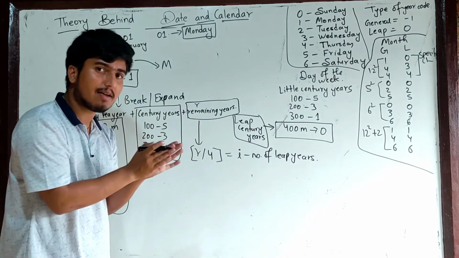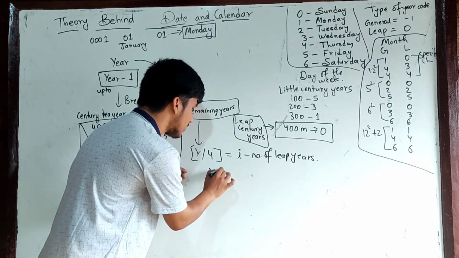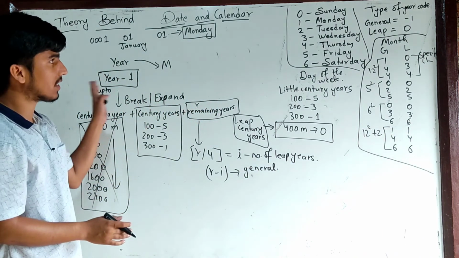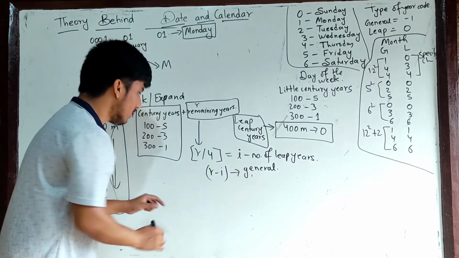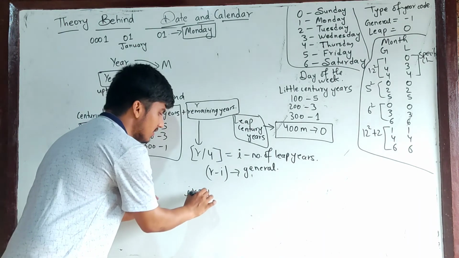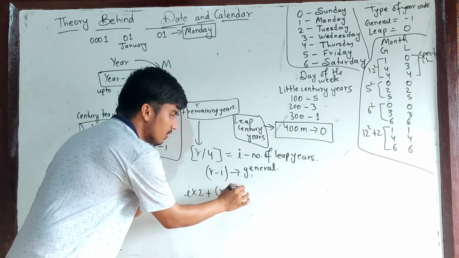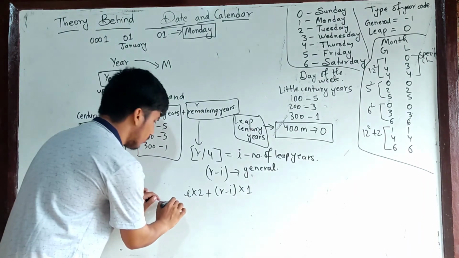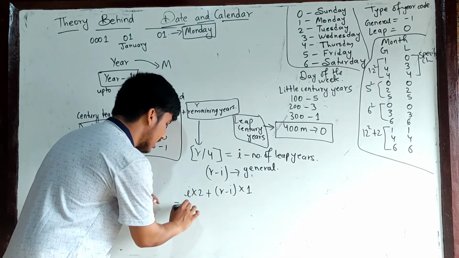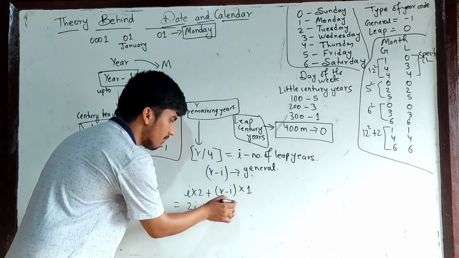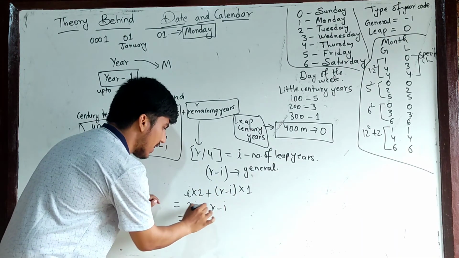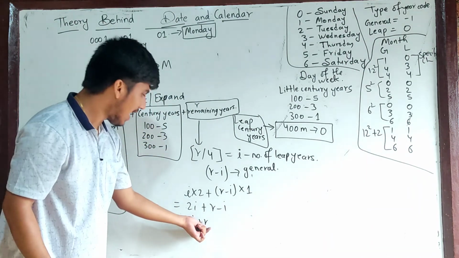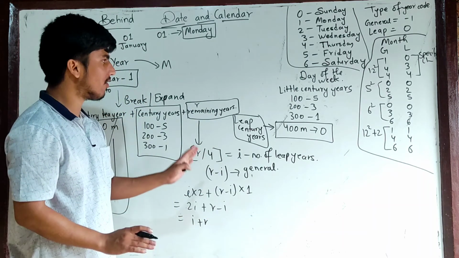And since there are I number of leap years in R, then R minus I number of years must be general. And we know from the previous calculation that for a leap year there are 2 odd days, and for a general year we have 1 odd day. So the last code for the remaining years will be given by this formula, which simplifies to 2 times I is 2I, plus 1 times R is R, minus 1 times I is I. This will give us 2I minus I plus R. So our last code is given by I plus R, where R is the remaining years and I is the number of leap years.